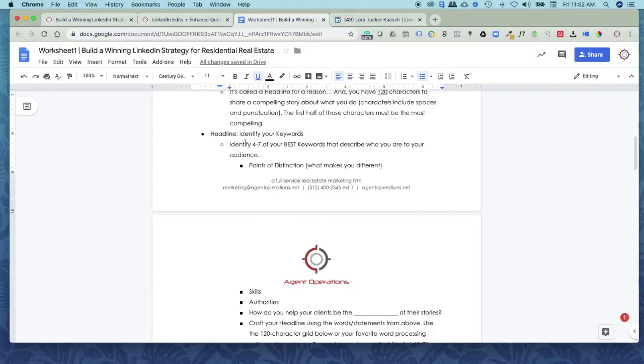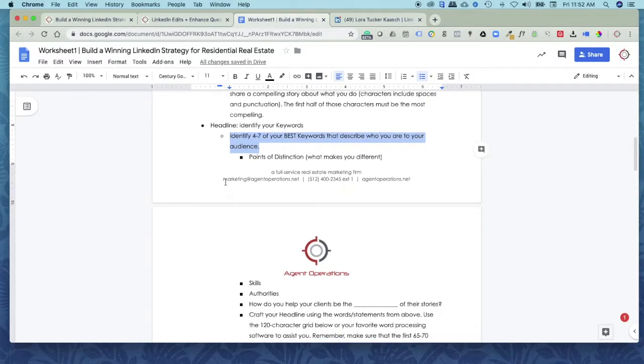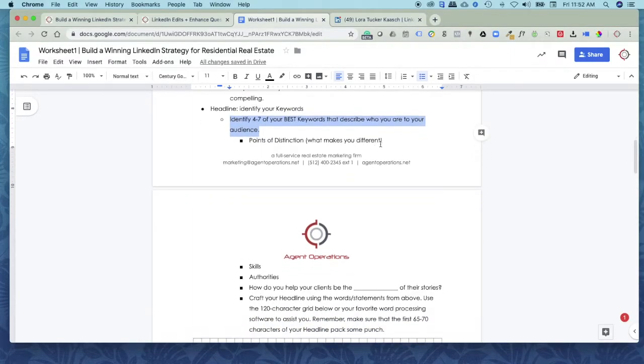We want to identify 4 to 7 of your best keywords that describe who you are to your audience or audiences. So here are some ideas. First of all, points of distinction. What makes you different? What's your unique selling proposition? What do you do differently for clients? Everybody can hand over keys to a house. What do you do differently in that process? What does it feel like? What does it look like?